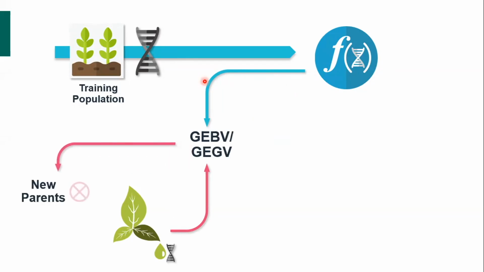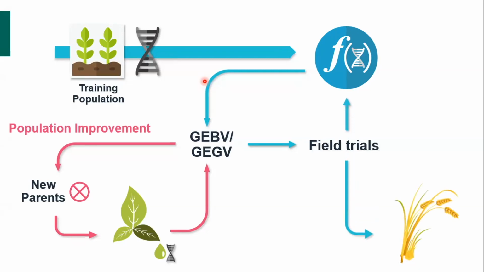Either you can select new parents to reduce the cycle time, or just advance materials into later stages in the field trials, to do it with more accuracy, not necessarily to reduce the cycle time. And that is part of what we call, in the case of the left side, the population improvement. You're trying to increase the allele frequency of the positive alleles to produce genetic gain. And the one on the right side is the product development component of your program that is trying to produce products faster.